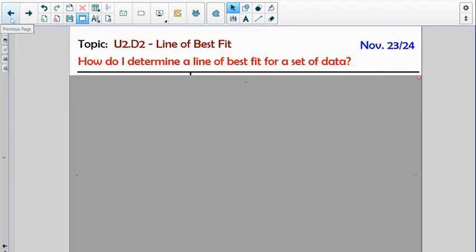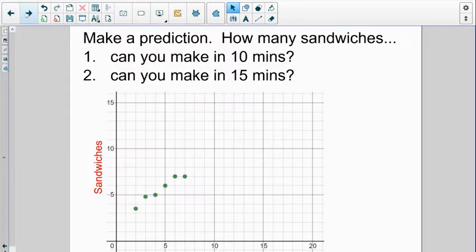So to start today, we're going to take a look at a warm-up problem. And our warm-up today says to make a prediction. So I want you to go ahead, use the graph to make these 2 predictions. How many sandwiches can you make in 10 minutes based on the data you are provided here? And how many sandwiches can you make in 15 minutes?